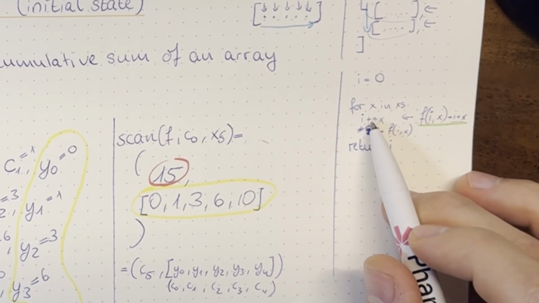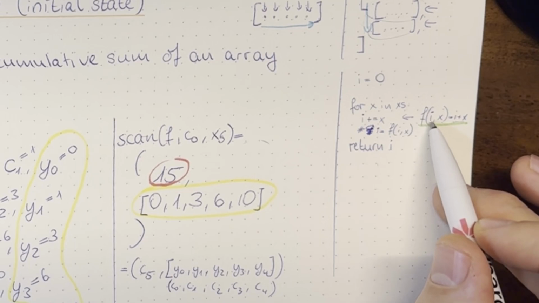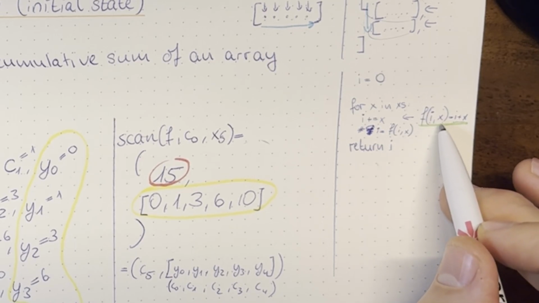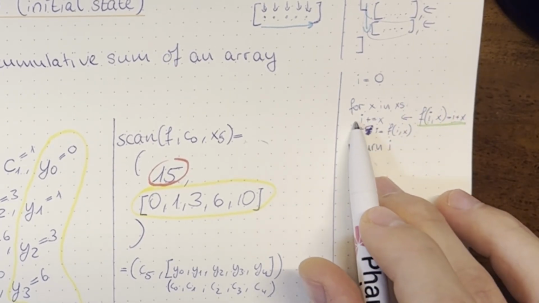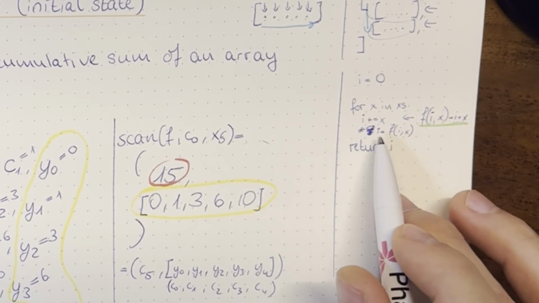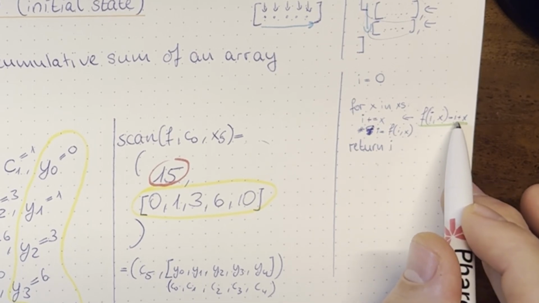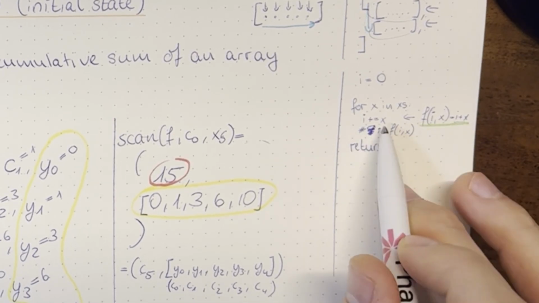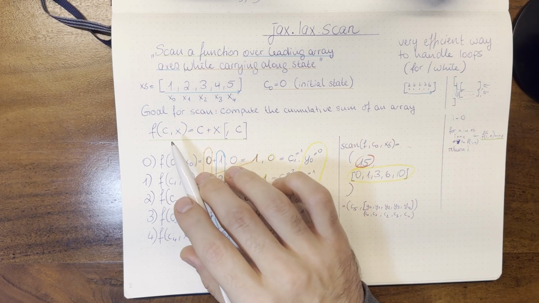So the way you would solve this in functional programming is to define a function which gets the current state as input as well as the current input x, and then it would simply return I plus x. So if you replace this line right here with this function and just say that I is equal to f of I and x, which is simply the sum of I and x, then this function is equivalent to this line right here. And that's exactly what we do with the scan function.